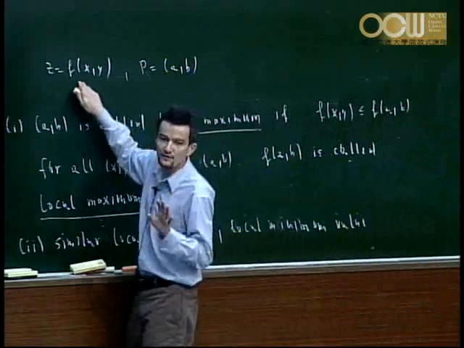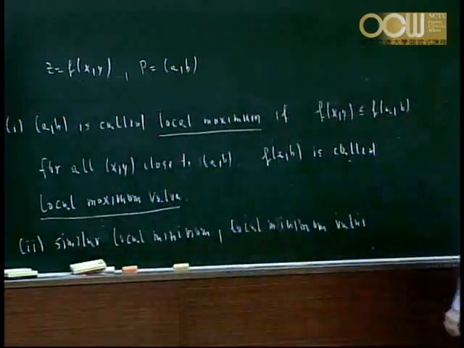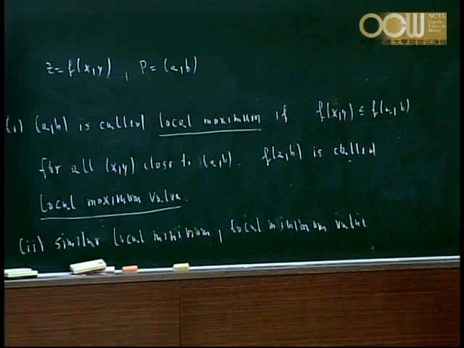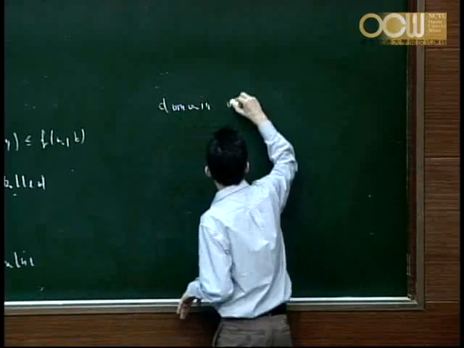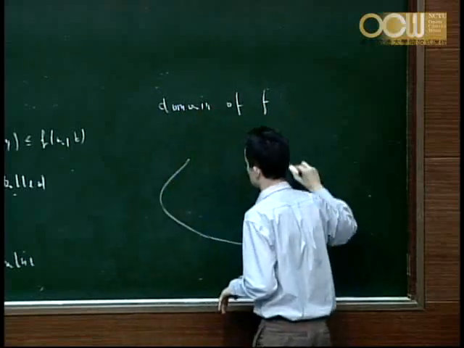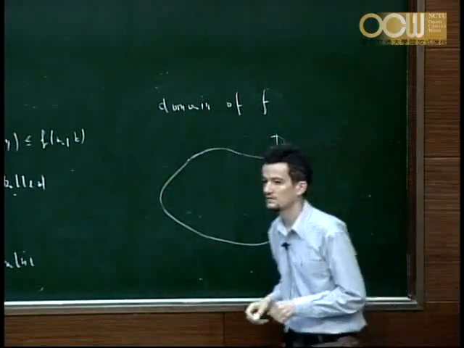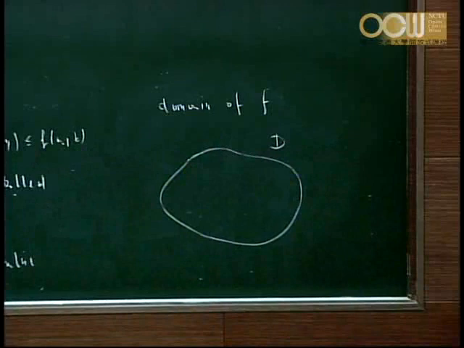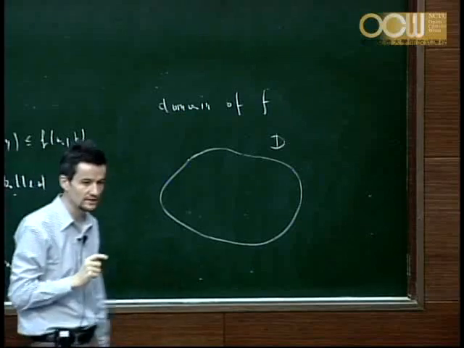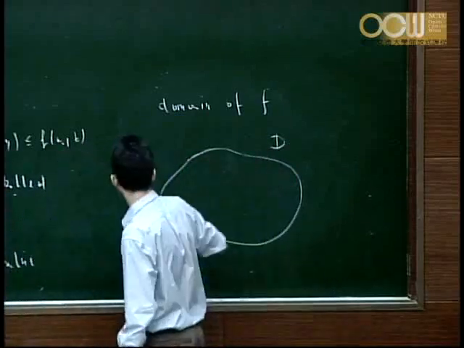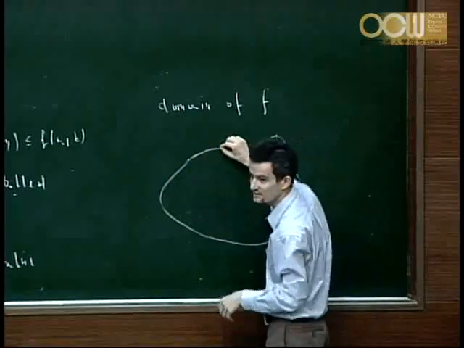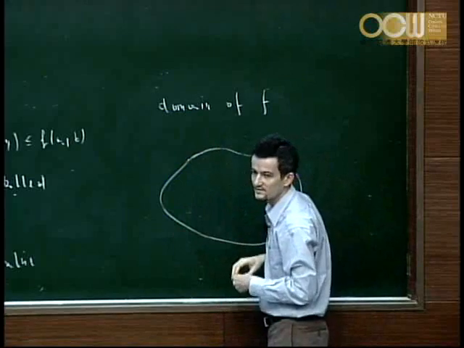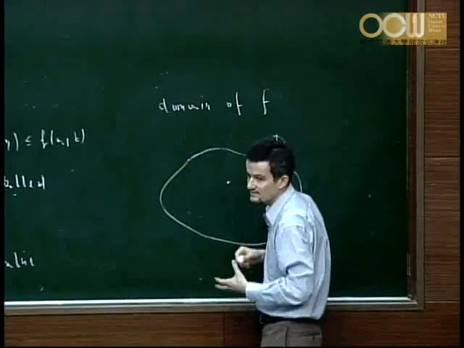Because now the domain of our function f is a region in the plane, okay? So normally the domain of f is something like this here. Now, in order to consider local maximum and local minimum, what we assume is that the point a, b is not on the boundary. The boundary should be clear, it is like what you have here. So normally we assume that a, b is inside D.